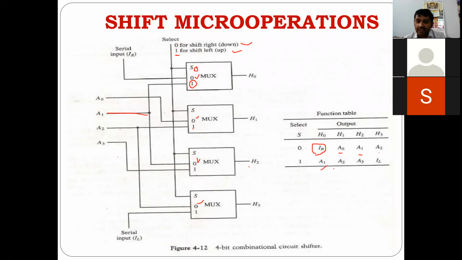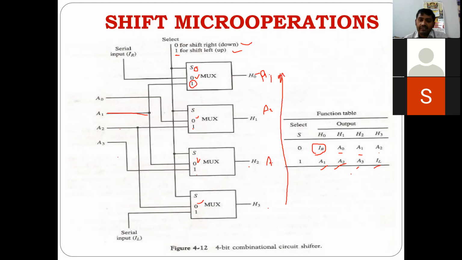See here, A1, A2, A3, IL. So that's why it's a shift down, or shifting down, or shifting up. Shifting up means that actually for H0 you need to get A0, but what you are getting is A1. You are getting A1, A2, A3, and IL. So you are shifting up in this way.